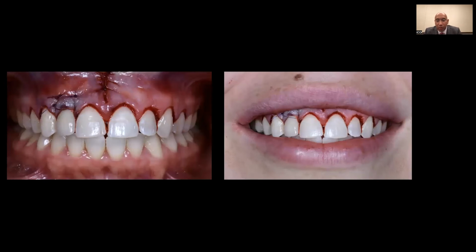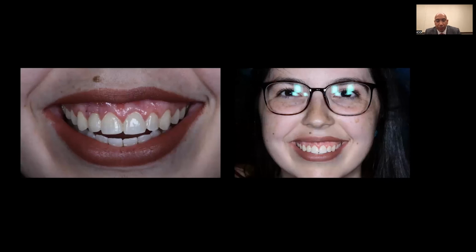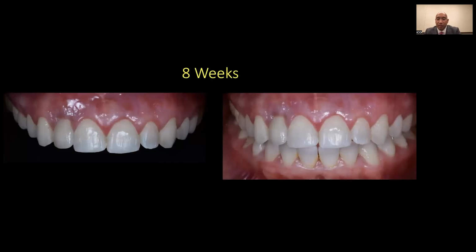This is what she looked like when she left the office that day. This is what she looked like 3 weeks post-op. You can see on the right side, look how thick that facial tissue is. And then here we are still at 3 weeks post-op, looking beautiful. Here we are at 8 weeks. Things are still looking pretty darn good. There's our before. Here's our after. And here we are. It's finally done.